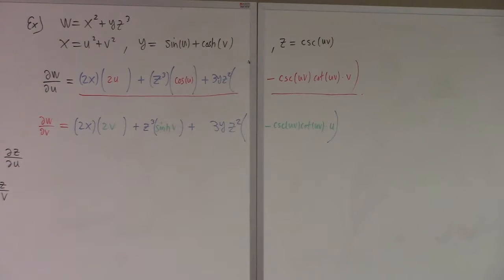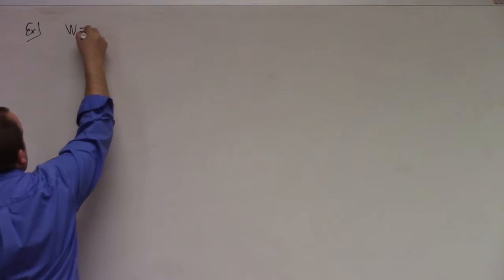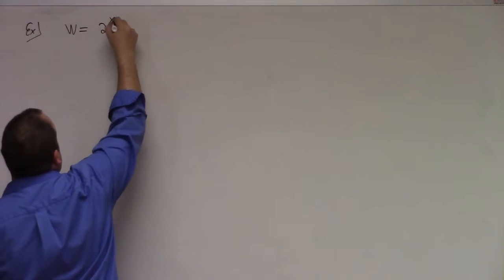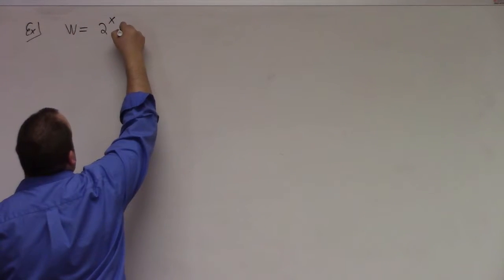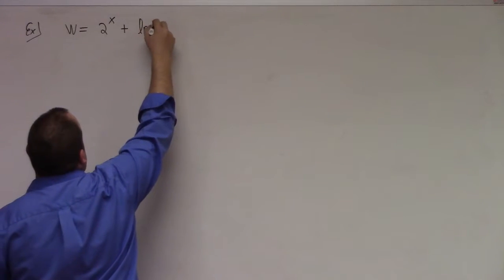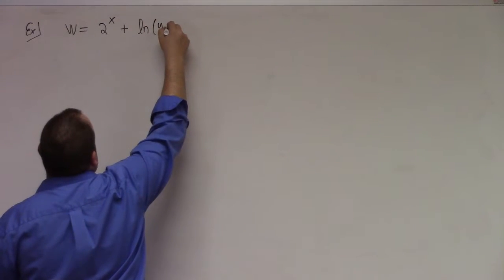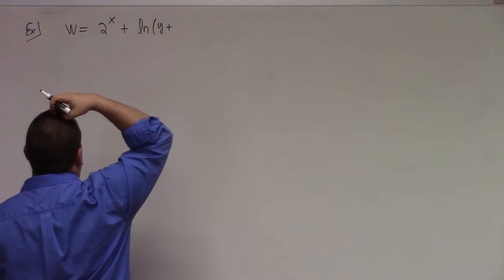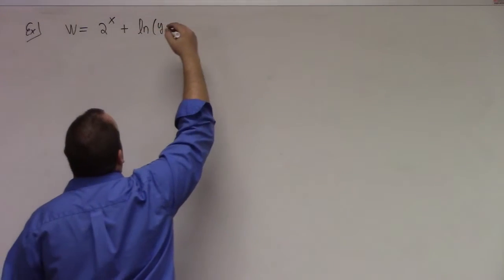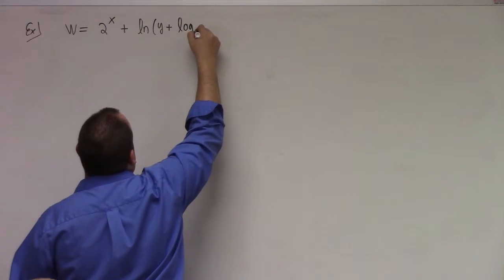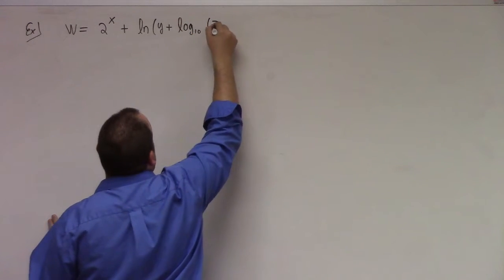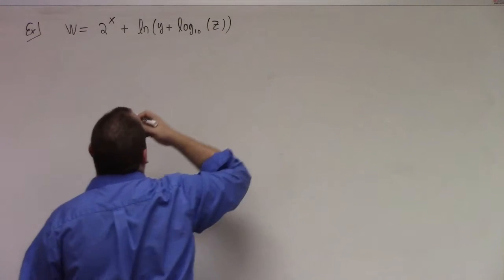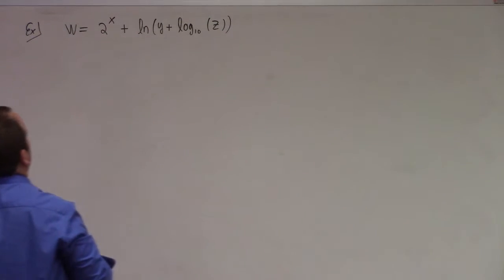See if I can make up another example here. Suppose we have w is equal to 2 to the x plus the natural log of y plus the, let's see, something unpleasant, log base 10, ooh, there's one, of z. I think that's enough badness.